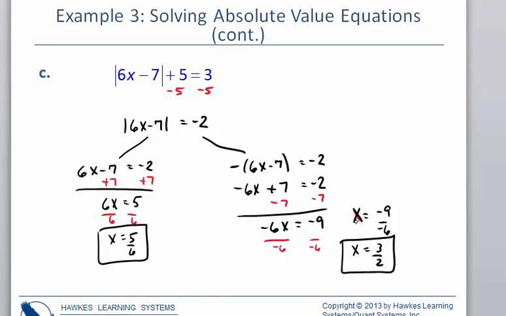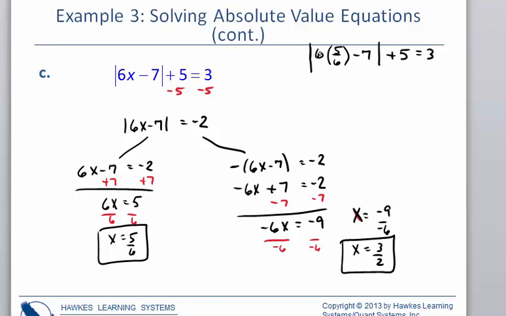Now again, you want to check these. And I'm going to show you on this one why it's so important to check your answers on the absolute value equations to be sure that you have correct solutions. So if I take the 5 over 6 and I plug it back into the original problem, so I would have the absolute value of 6 times 5/6 minus 7. And then outside of the absolute value, I have plus 5 is equal to 3.